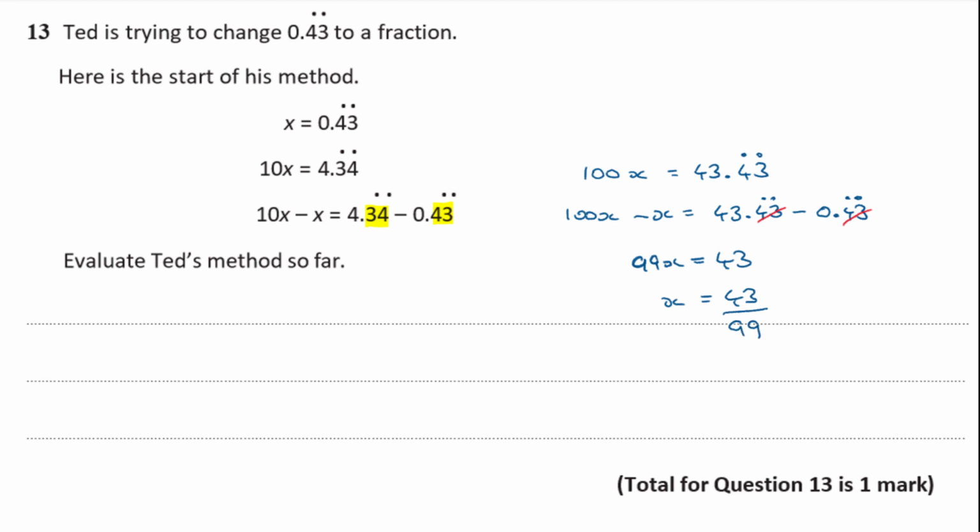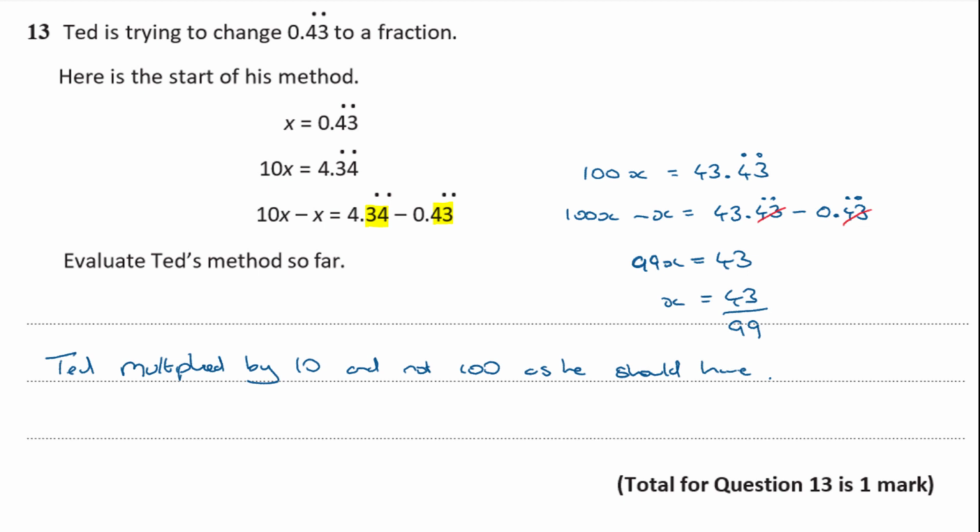Okay, so what did he do wrong? He multiplied by 10 and not 100. Okay, so Ted multiplied by 10 and not 100 as he should have.